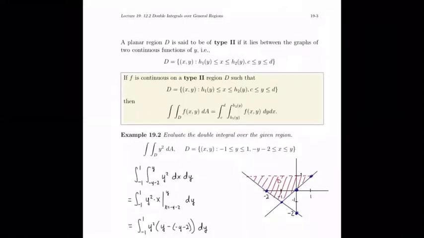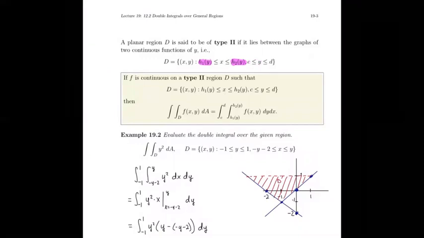Now, a region of type 2. This is bounded on the sides by curves. So now x is bounded by a function of y on the left and then another function of y on the right. Y is bounded above and below by horizontal lines. So just direct rectangular sides, and these are rectangular top and bottom lines for the region.